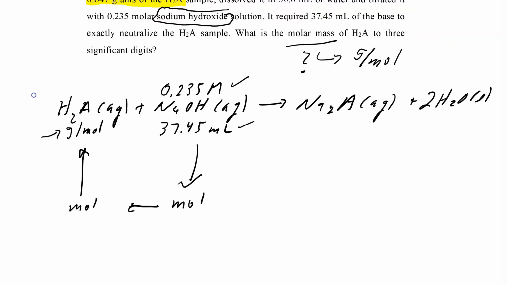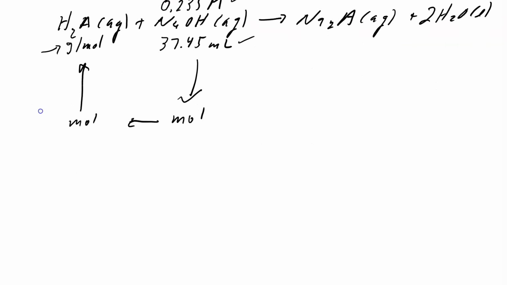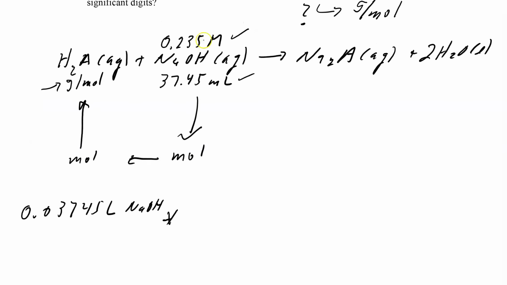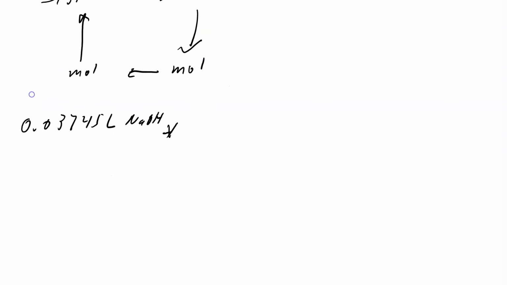So let's go ahead and start working this problem. In our usual way, we're going to start out with the volume of the base that we use, and let's convert that to liters. So we're going to divide that by 1,000. So my starting point is going to be 0.03745 liters of sodium hydroxide. And now to get moles, we're going to multiply that by the concentration, which is 0.235 moles per liter. So we've got 0.235 moles sodium hydroxide per liter. Liters cancel. I've got moles of sodium hydroxide.